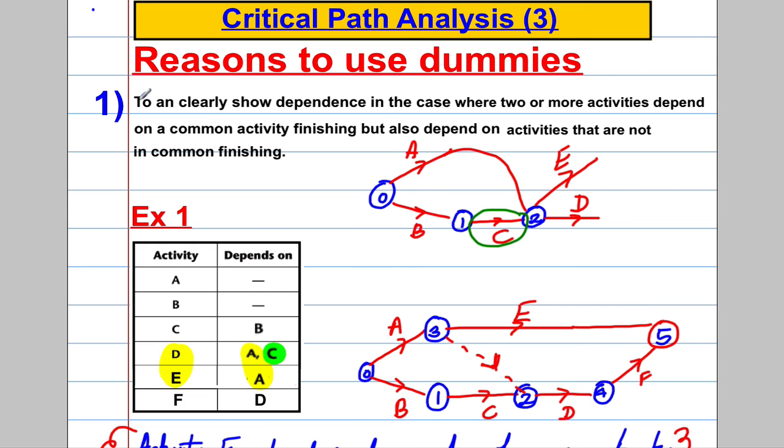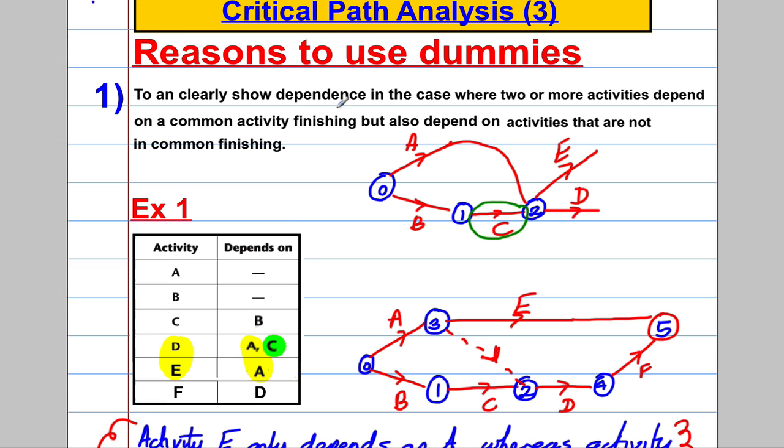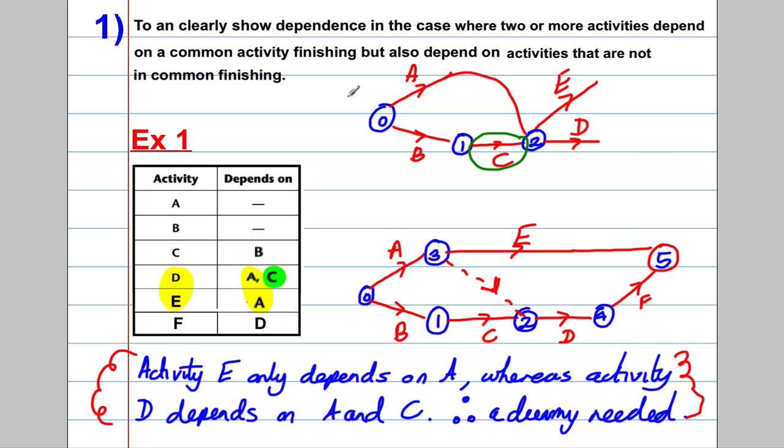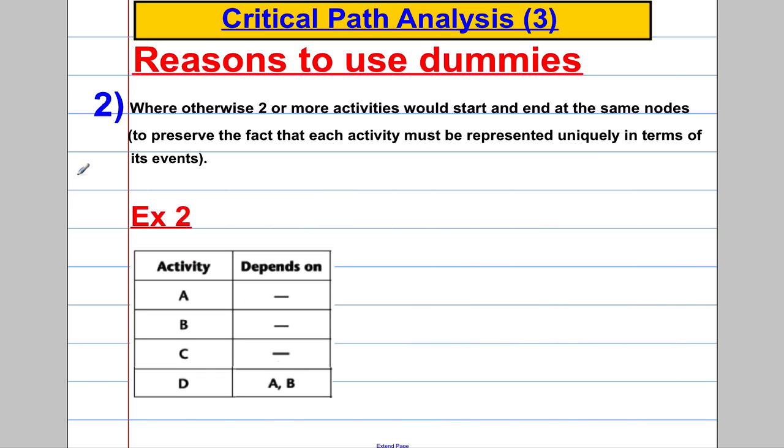So let's just be clear, how is that related to 1? It's to show the dependence in the case where some activities depend on something in common, but also depend on something not in common. And you would phrase it the way I phrased it there. So that's the first type of dummy that comes up. Let's show you the second type of dummy, and it's simple example 2. Let's try and draw this.